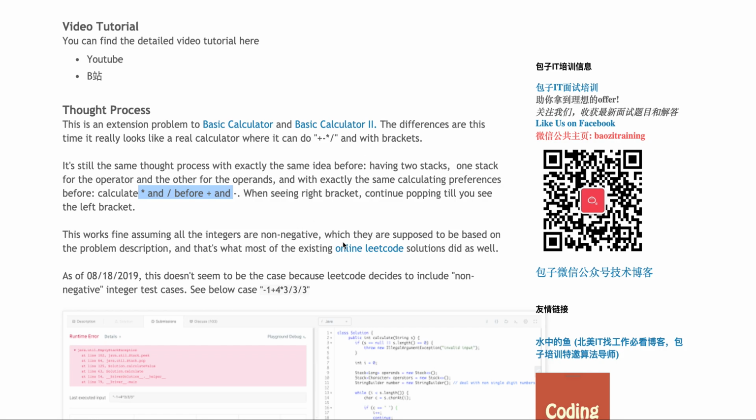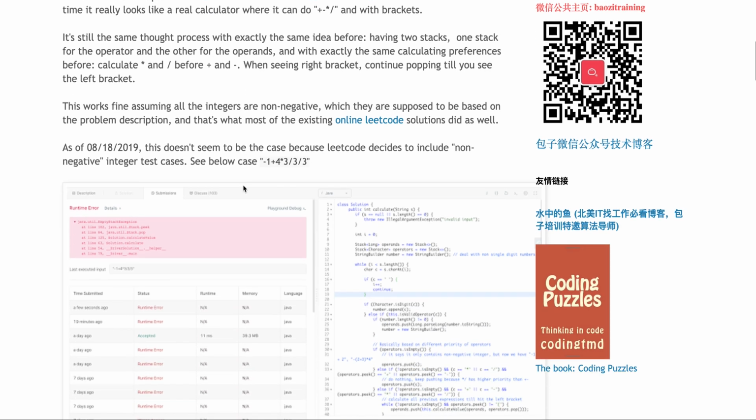with exactly the same calculating preferences from both calculator 1 and calculator 2. How do we handle parentheses? As long as you see a left parenthesis, you keep pushing to the operator stack, and once you see the right parenthesis, you keep popping until you see the left parenthesis. If you have times or divide, and your previous one is plus or minus, you should calculate.